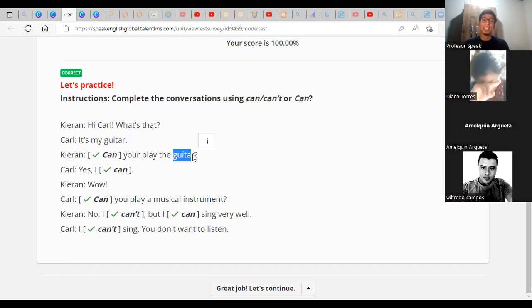Okay, guitar. Can you play the guitar? Yes, I can. Okay, here you don't say, yes, I can. That is not intonation. Intonation is, yes, I can. Yes, I can.